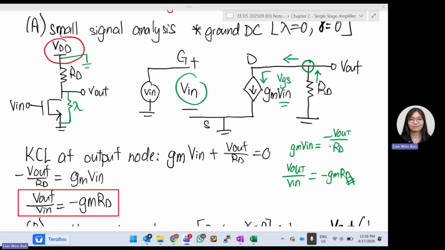So we want V out over V in. So you put the V out, you put the V in there. So in the end, it becomes negative GM RD. Negative GM RD is your small signal gain. So you realize, oh, this is my small signal gain.